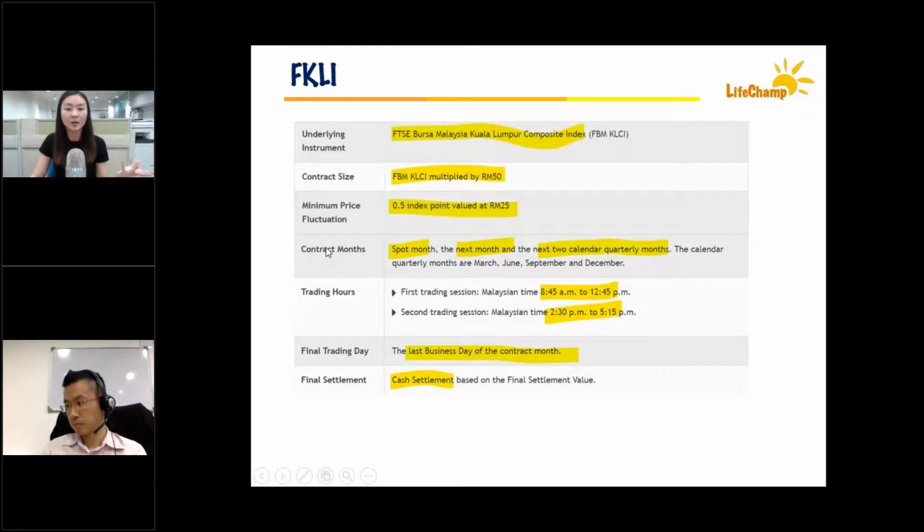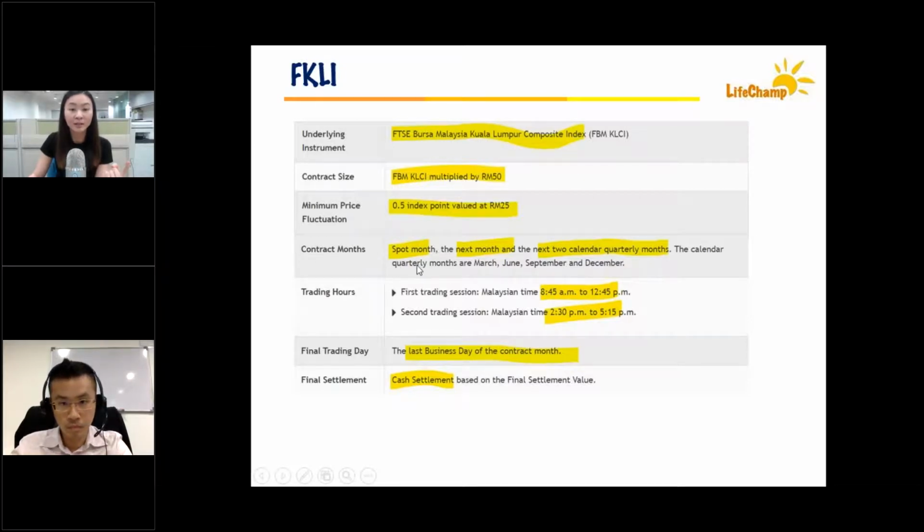Meaning if you long FKLI at 1,500 and it moves up by one tick to 1,501, you make one point, or one ringgit. So actually 0.5 times 2, which means 50 ringgit.